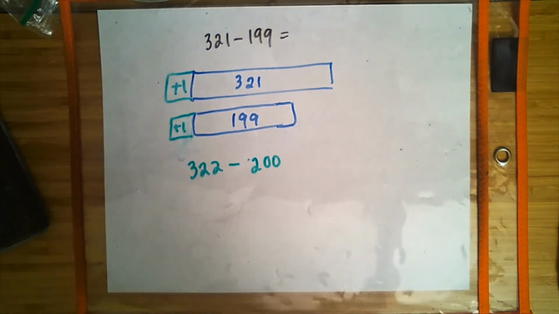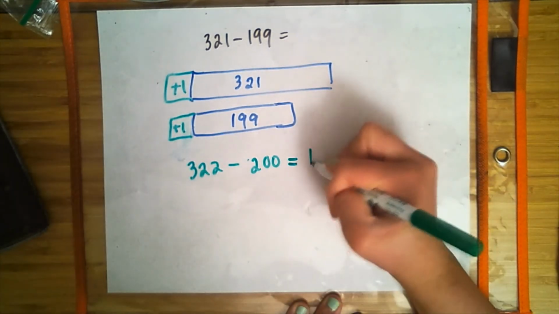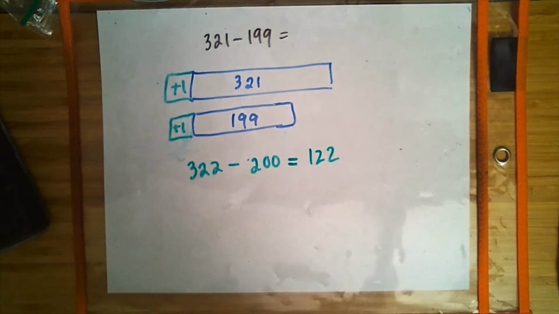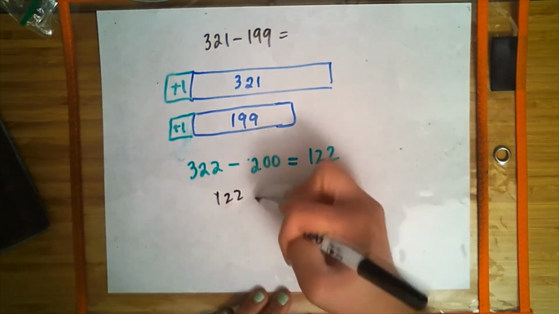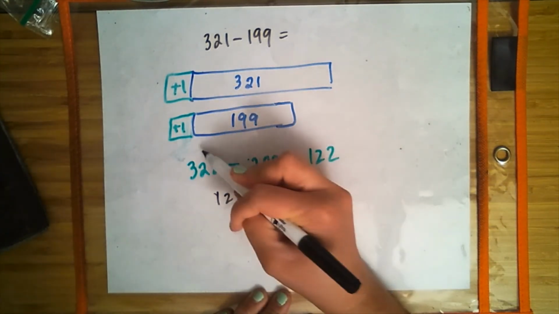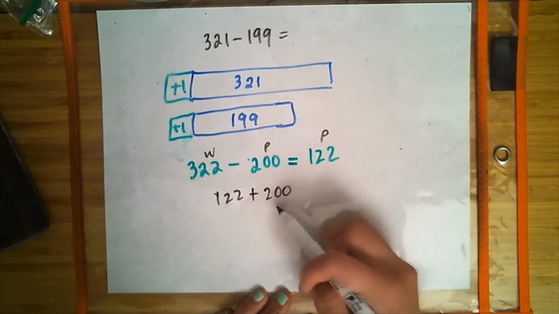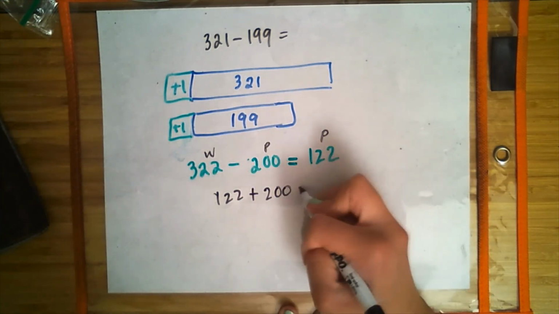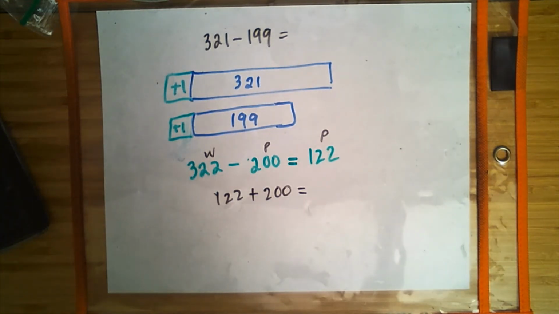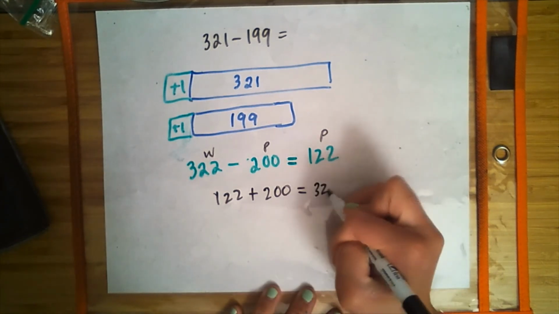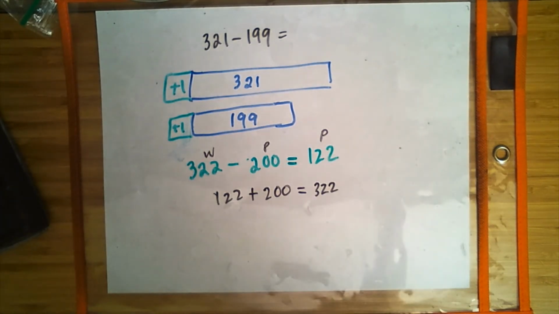Yes. So, what is 322 minus 200? It is 122. Let's check that with addition, okay? So, let's check that with addition. 122 plus 200. What is the sum, whole, and solution? 322. It works.